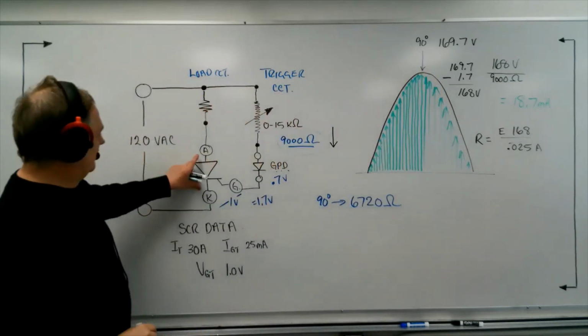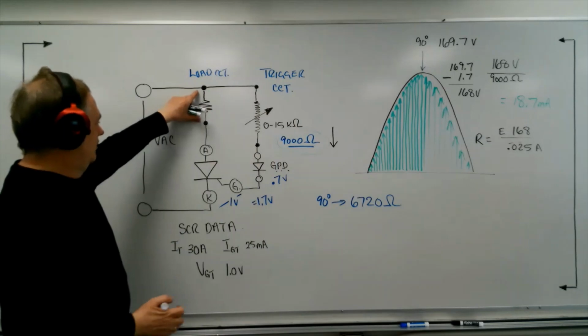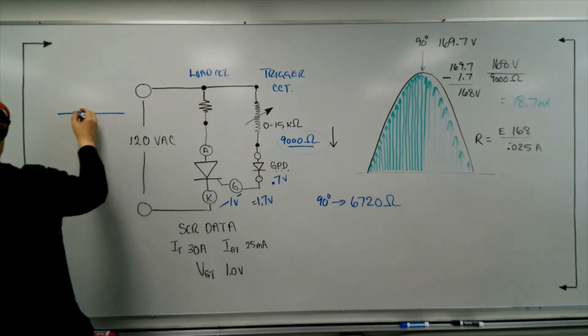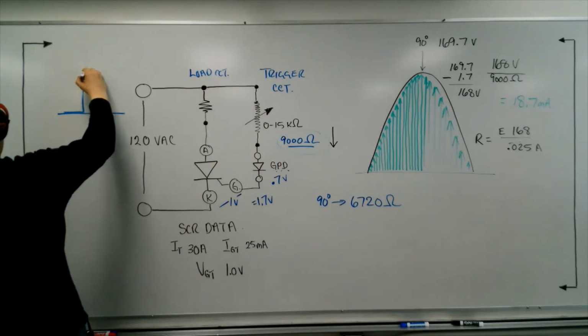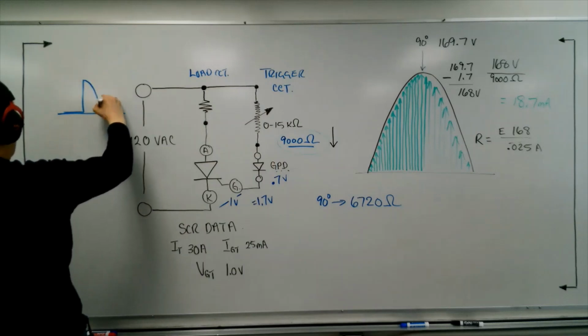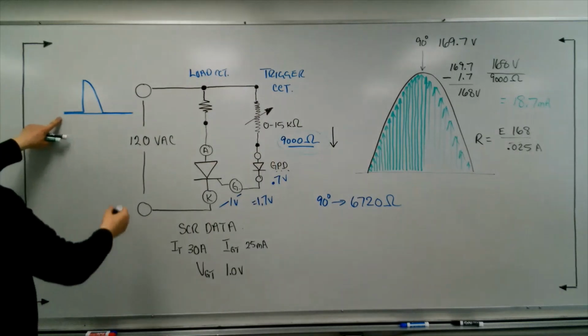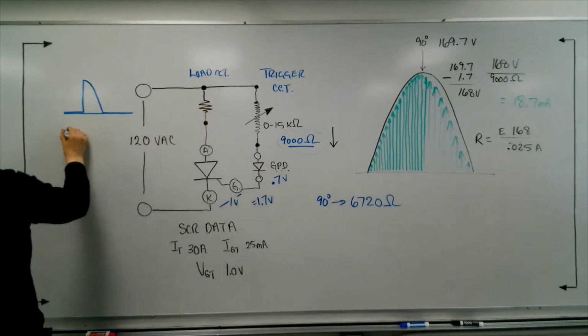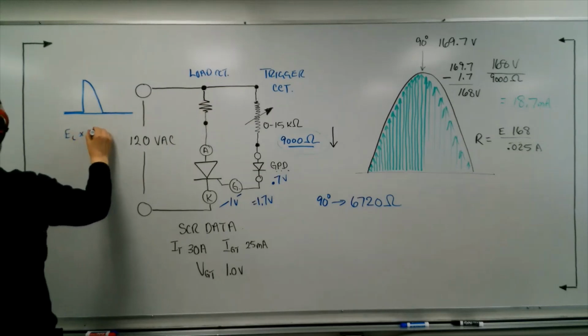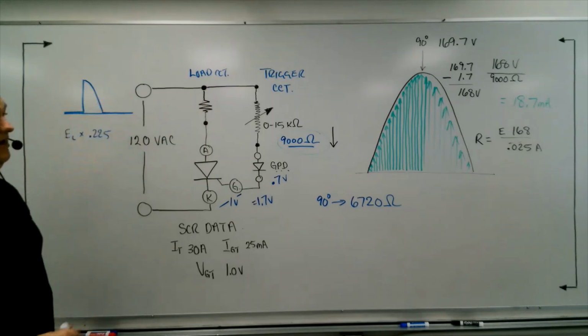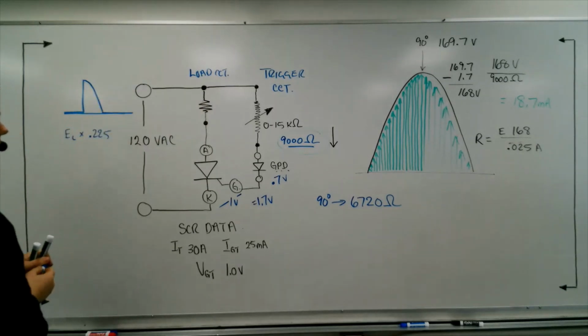At that point, we will start to have load voltage across this resistor, and the waveform of voltage will look like this. It will be blocking for 90 degrees, rising, conducting until the end of the alternation, and then off for the negative alternation. So how much voltage will this give us across the load? It'll be E line times 0.225, because we only have 1/4 of what we would have in a full cycle. Okay, so that shows you the 90 degree.